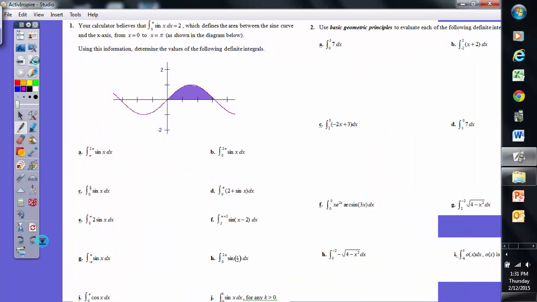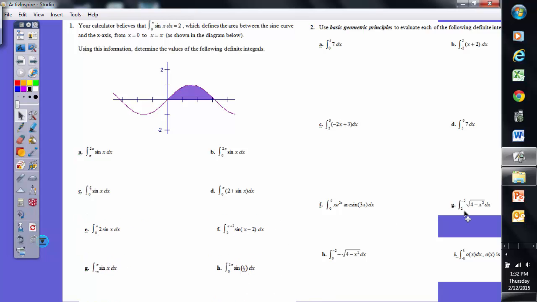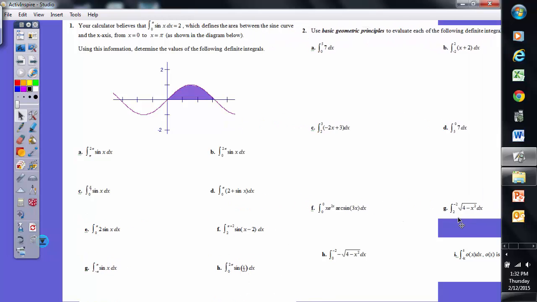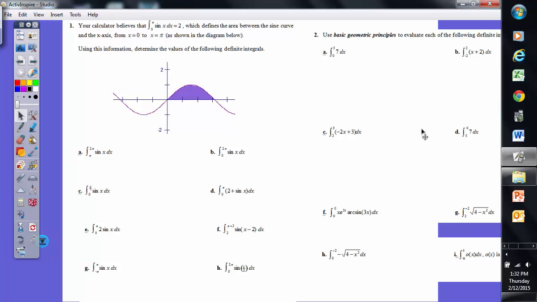So this is a worksheet I gave you. If you don't have it or if you can't find it, please copy these problems down or print screen or do something. I just want to make sure you can see all the problems. This is the front and this is the back. But what it says is, your calculator believes the integral from 0 to pi of sine x dx equals 2. What are they talking about?